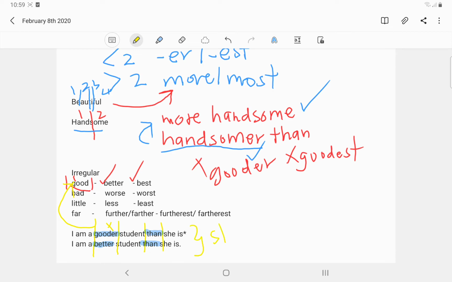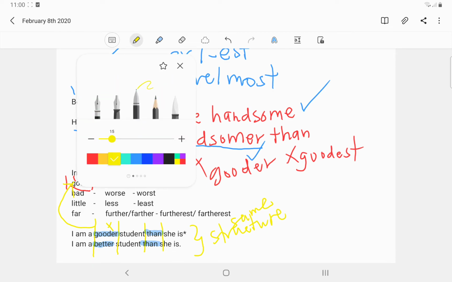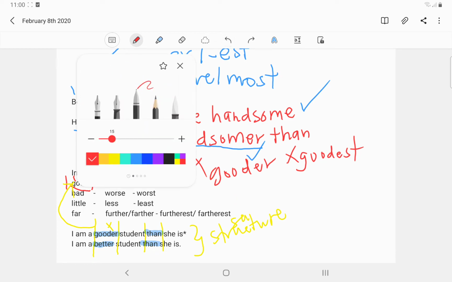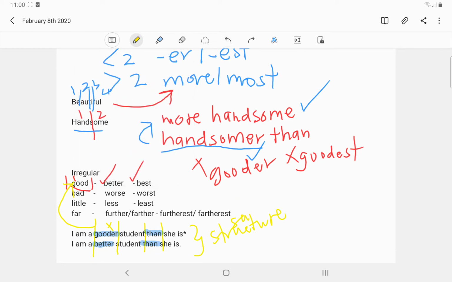The structure is the same. So, same structure, but just that good is an irregular. So, tak boleh letak more. Tak boleh letak ER. Okay, same. Itu sahaja untuk yang kedua.